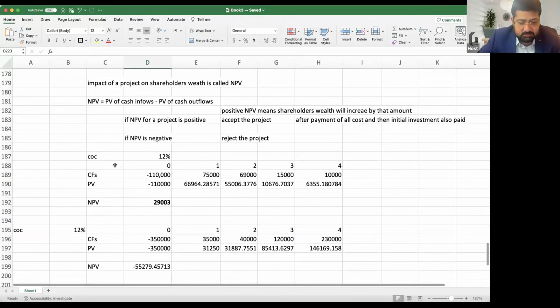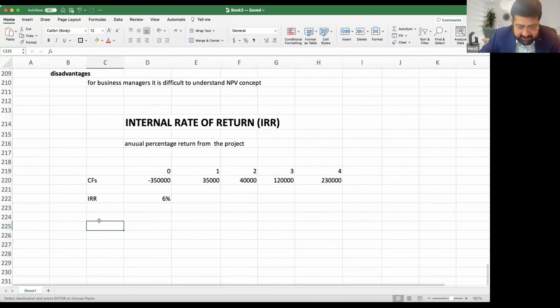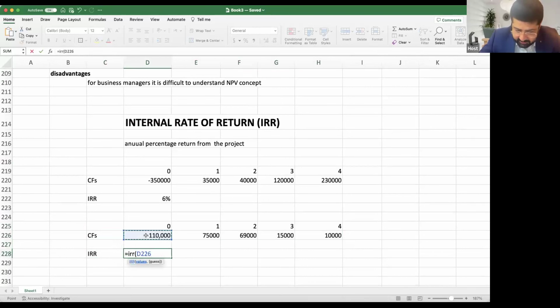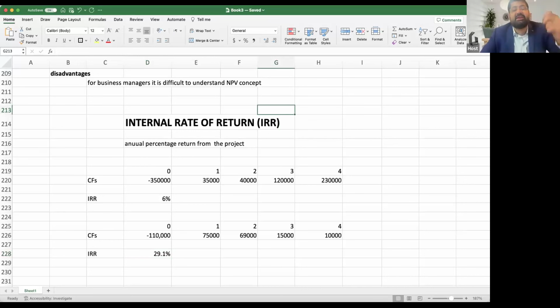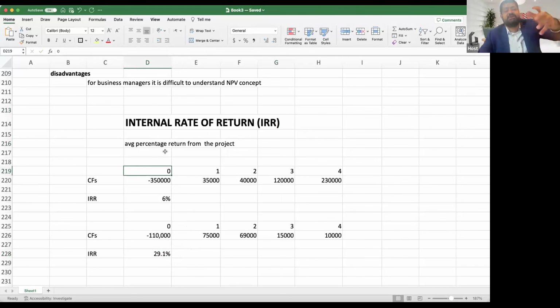Another project. Its IRR, internal rate of return, equal to IRR, starting from here. 29%. Yes, 29.1% IRR. So the project is effectively giving, on an average annual basis, 29.1%. Yes, average is the better word. Average percentage, 29%.